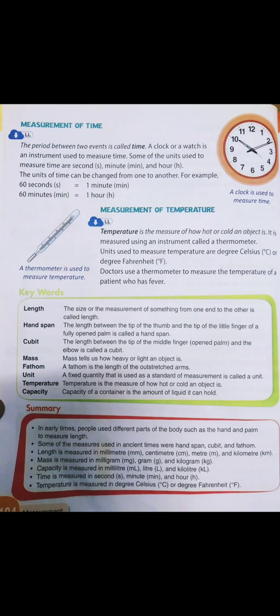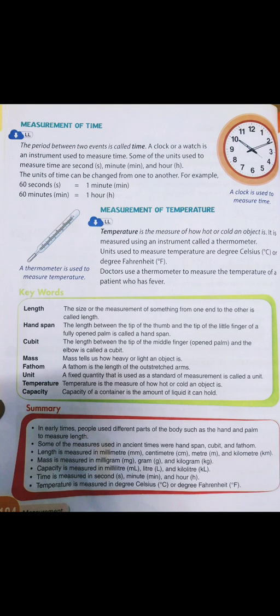Now measurement of time. The period between two events is called time. And the instrument which is used to measure time is a clock or a watch. And some of the units used to measure time are seconds, minutes and hour. The units of time can be changed from one to another. For example, 60 seconds is equal to 1 minute and 60 minutes is equal to 1 hour.